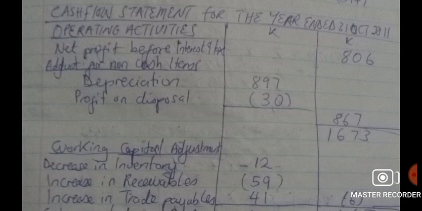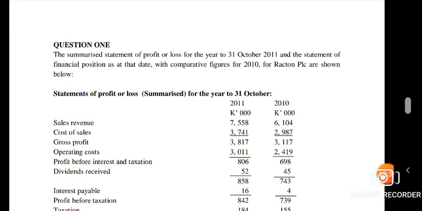So let me just get back the question so that you can see how the figures are being picked and the like. So I had shown you a certain net profit figure, right? So we picked the one from 2011. Why 2011 and not 2010? Well, we're preparing the cash flow for the end date 2011, and what we are supposed to pick are the current year figures. So we picked 806 because we've started the cash flow with profit before interest and tax. Okay, so that's one way you can start your cash flow.